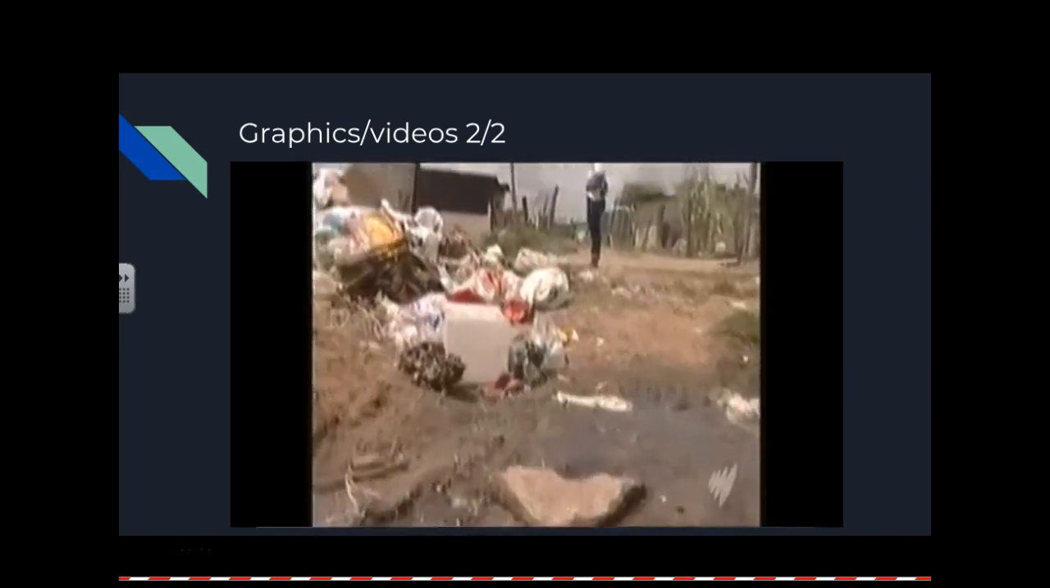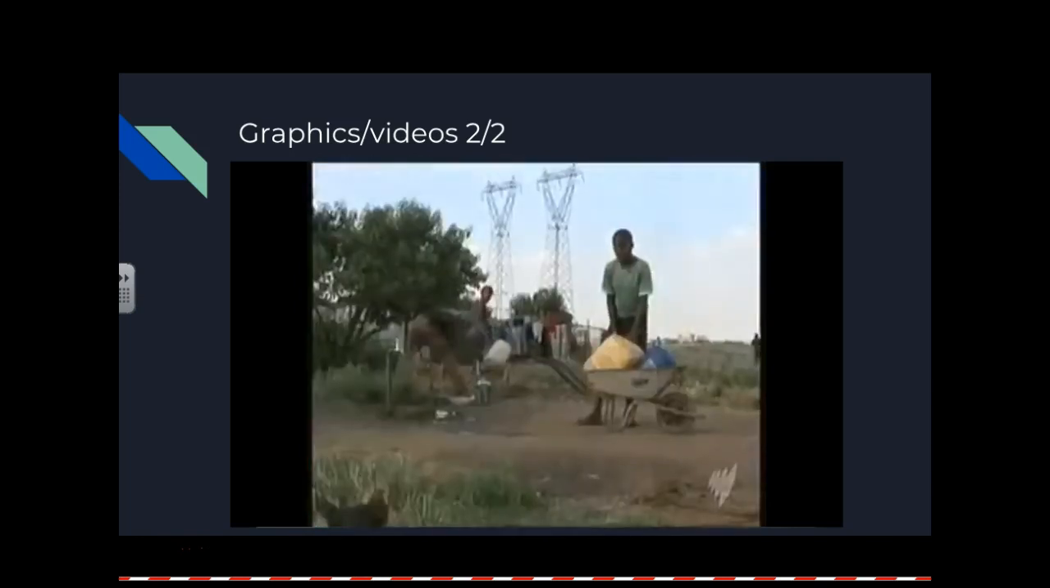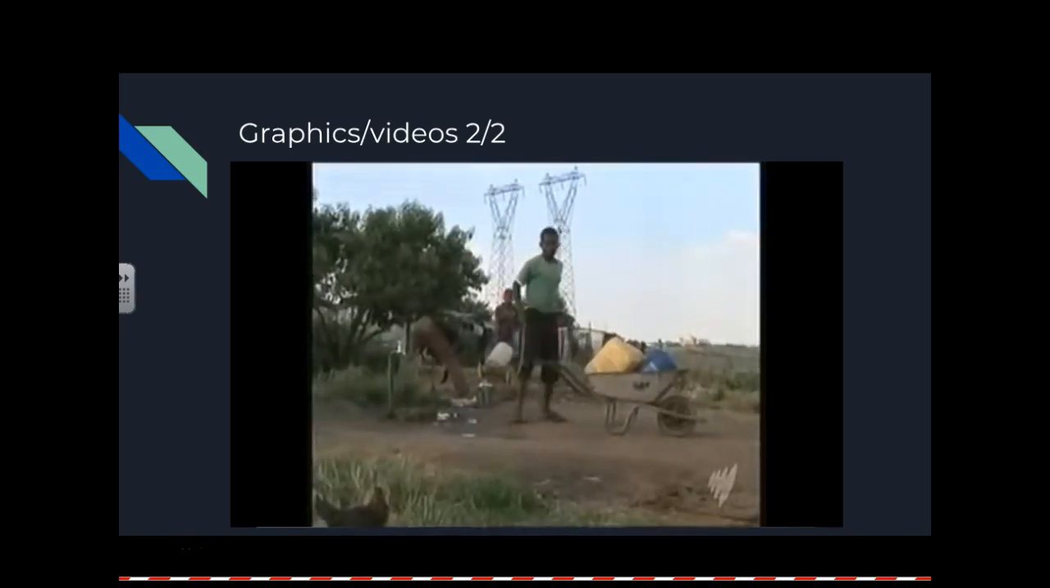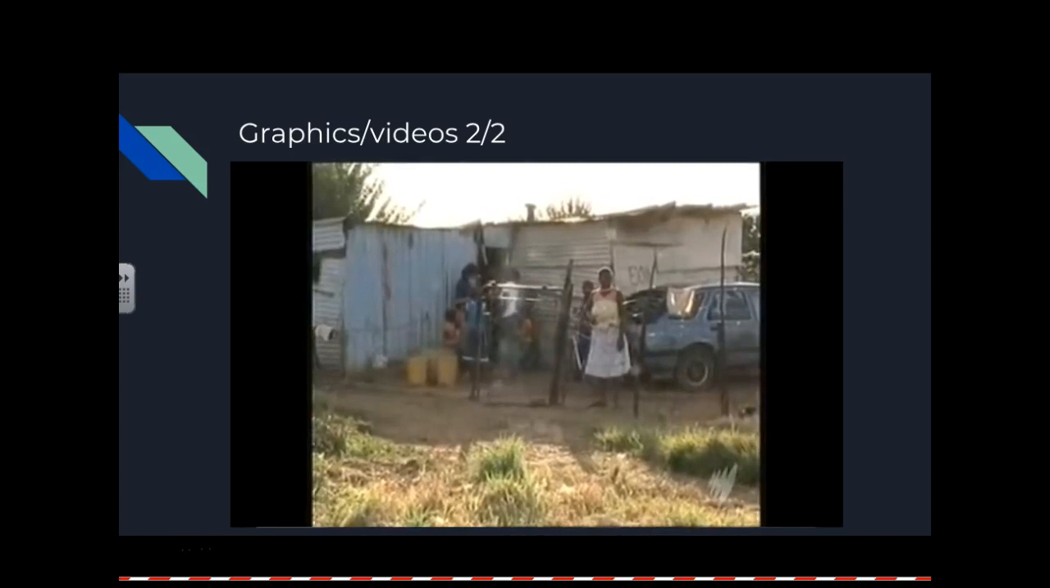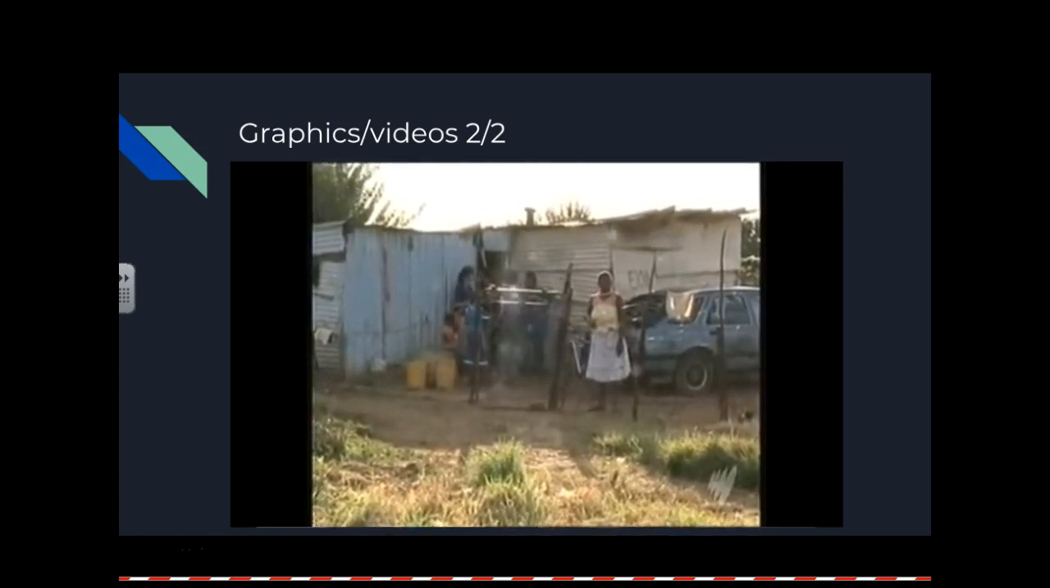Today the township of Sharpeville outside of Johannesburg still has its battles. They are for sanitation, safety and basic living conditions.